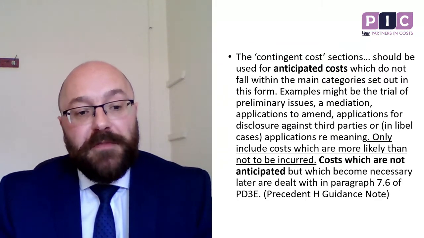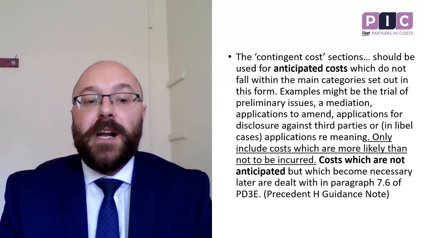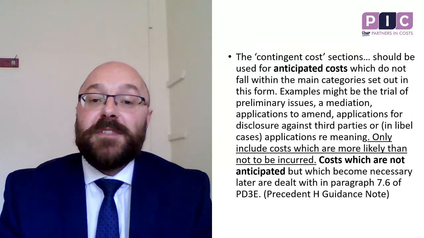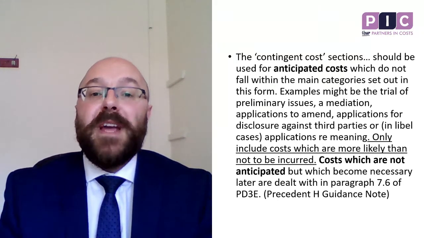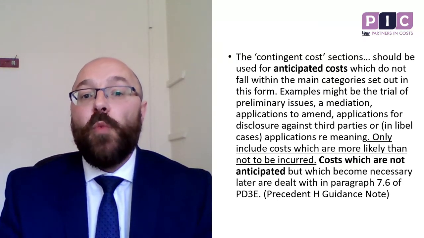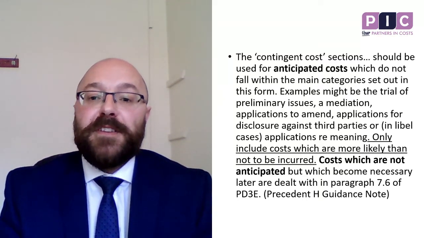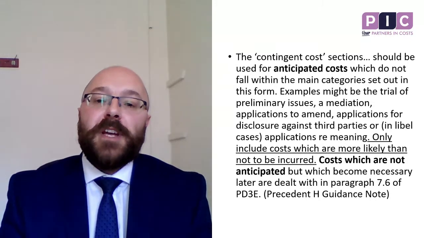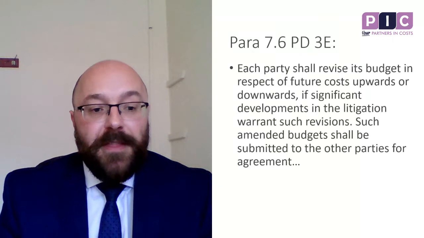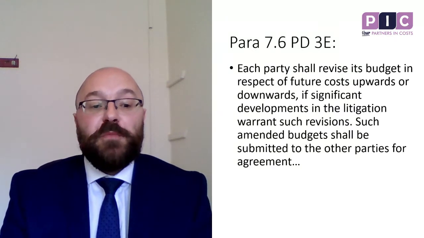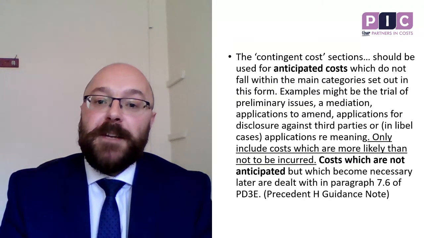We have this direction in relation to contingencies, that they should only include costs which are more likely than not to be incurred, and that seems to be a pretty sensible way of approaching budgets generally. Of course, making clear to the parties in the court what is anticipated to happen and what potentially isn't, if that's relevant and not obvious from what you've said will happen. The guidance note reminds us that costs which are not anticipated but which become necessary later are dealt with in paragraph 7.6 of PD3E.